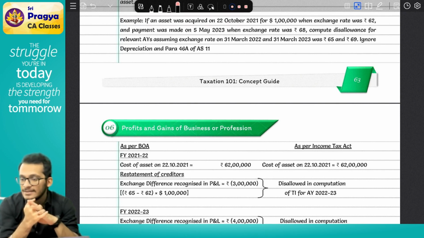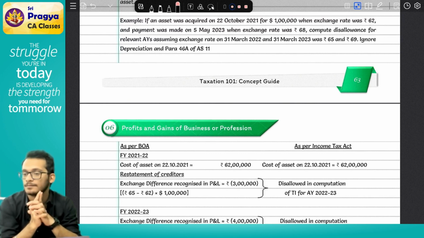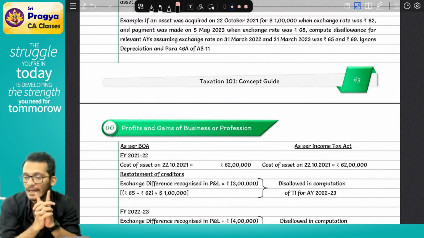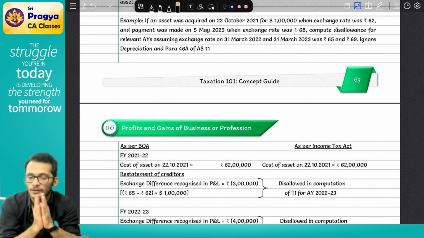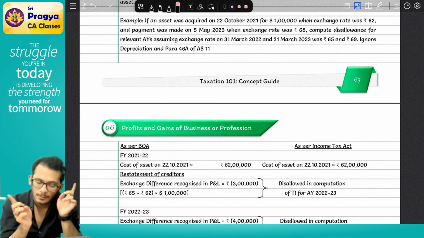You made 68. Now notice, you initially bought the asset for 65. When you made the payment, it became 68, which means you incurred 3 lakhs loss. Income tax will come and take the 3 lakhs and add it to the cost of the asset. Yes or no? Yes. But what is accounts doing?